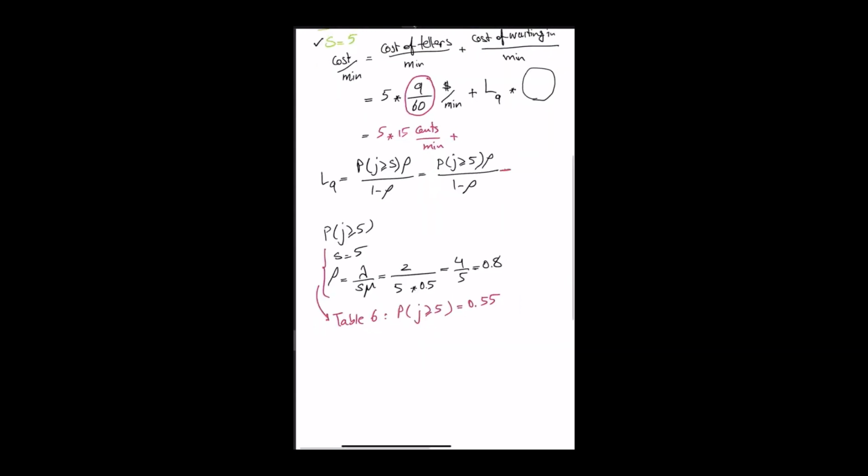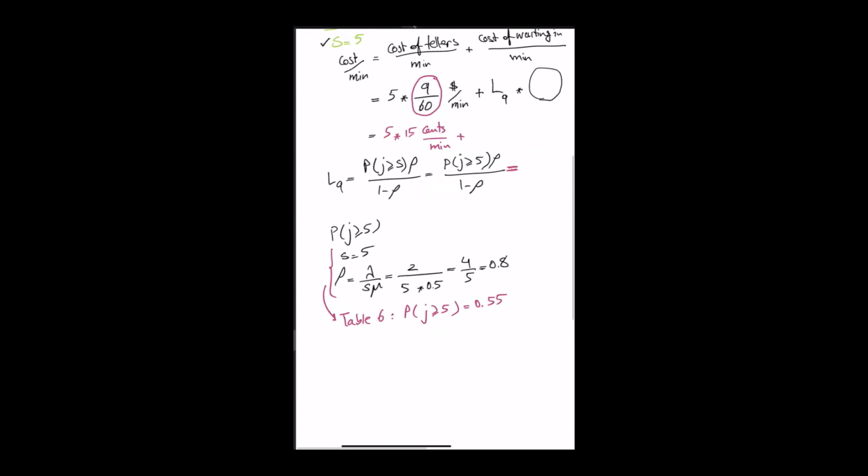Then I can go back to calculating LQ. So LQ is going to be 0.55 multiplied by 0.8, which is the value of rho that we just calculated, divided by 1 minus 0.8. So the value of LQ is going to be 2.2 customers. So on average, about 2 customers are waiting in the queue.